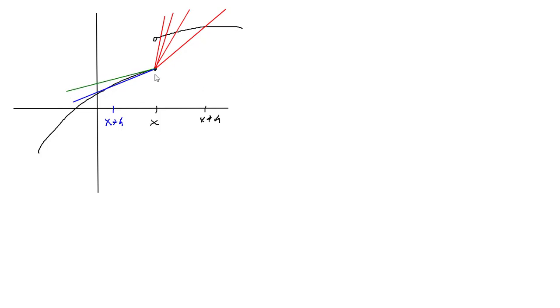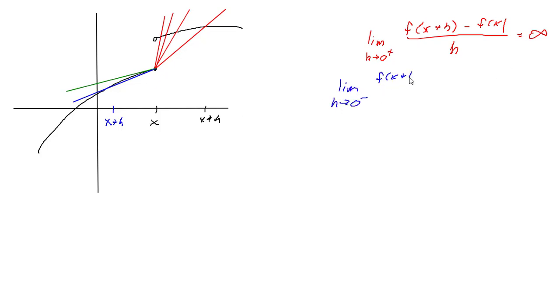So here, from the left, this limit actually would exist. It looks like it approaches some positive slope here. But from the right side, you can see these slopes are going to be approaching infinity. So the limit as h approaches 0 from the right side of the secant lines is going toward infinity, whereas the limit from the left side would be approaching a specific finite number. Let's just call it m.